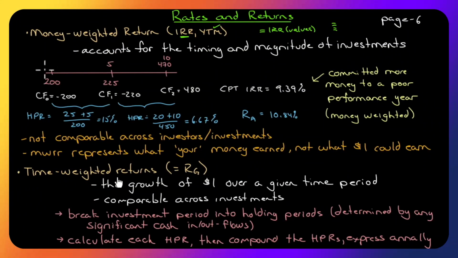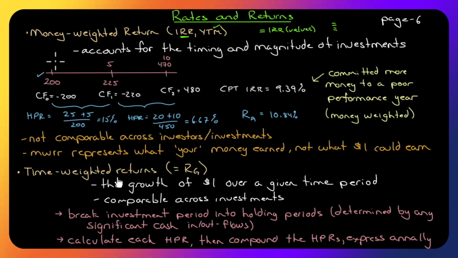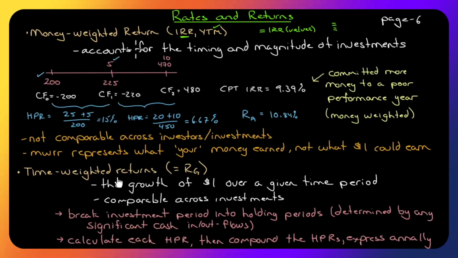So here's an example. You buy a share of stock for $200. A year later, it's worth $225 and it pays a $5 dividend. And you decide that, well, okay, $225, let me buy another share. So now you own two shares. You bought one at 200. The next year you bought one at 225.